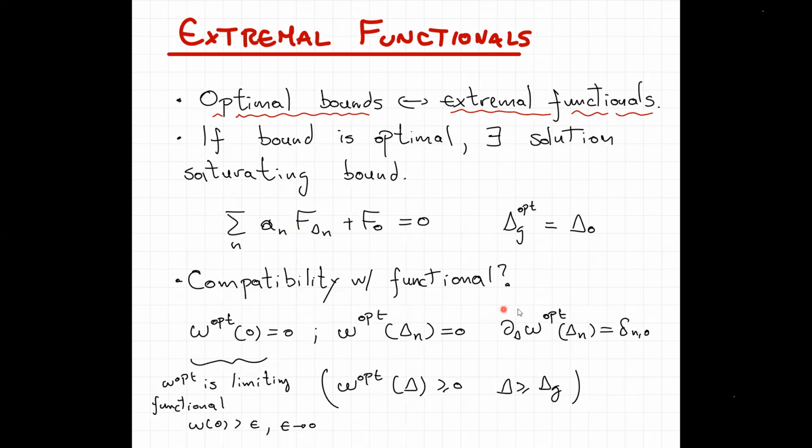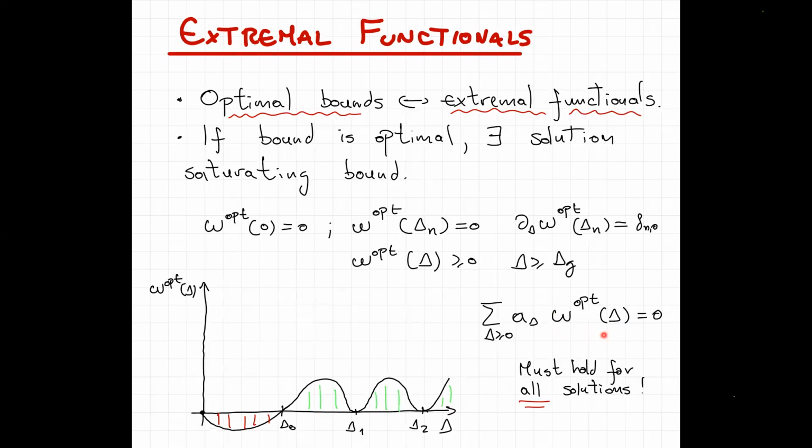There's another condition here, which is a bit hidden, which is that the optimal functional not only kills the vectors in the optimal solution, but in general, it will have to have double zeros, right? So let me see if I have a plot. Yeah, okay, I have a plot here. Why does it have to have these double zeros? Because it's restricted to be positive, right? We want the functional to be positive.